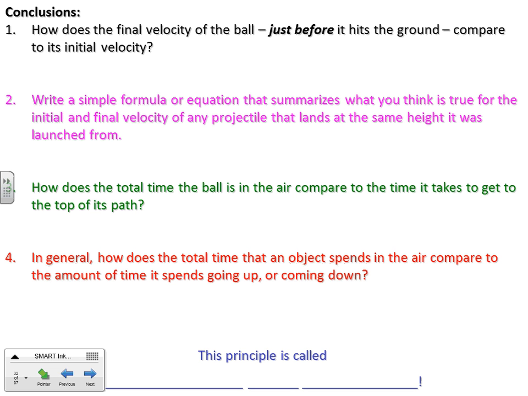Okay, now that we're back, we're going to fill these in. Question 1. How does the final velocity of the ball, just before it hits the ground, of course, compare to its initial velocity? Well, notice that VI was 49 meters per second upward. VF, 49 meters per second downward.